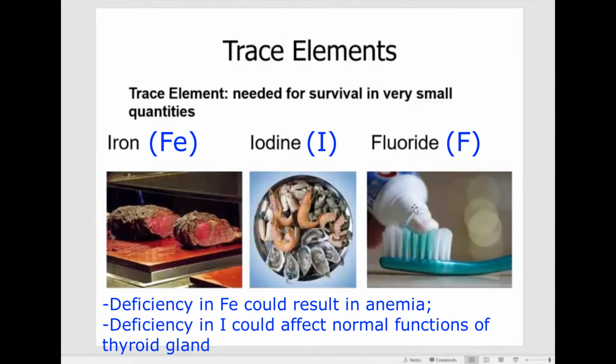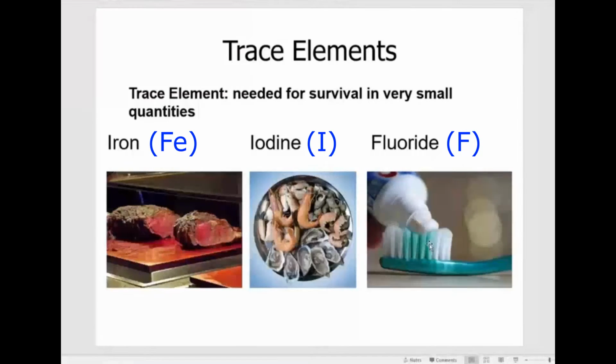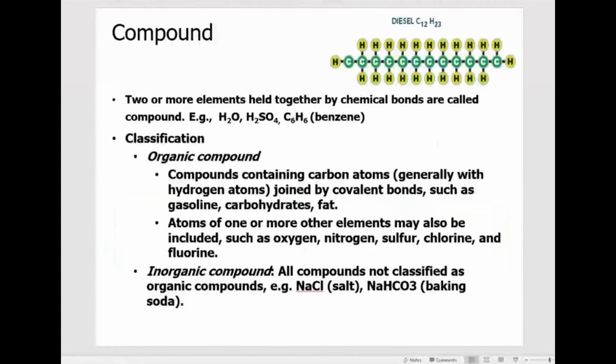Now, fluoride comes from the element fluorine. We put the salt form, fluoride, in toothpaste because it protects our teeth. All right, so those are some interesting elements.